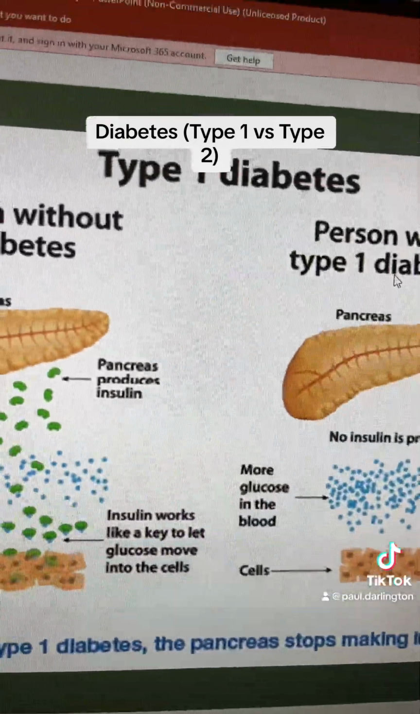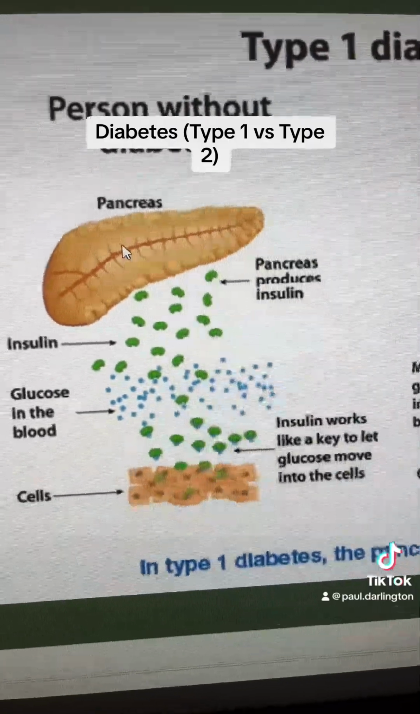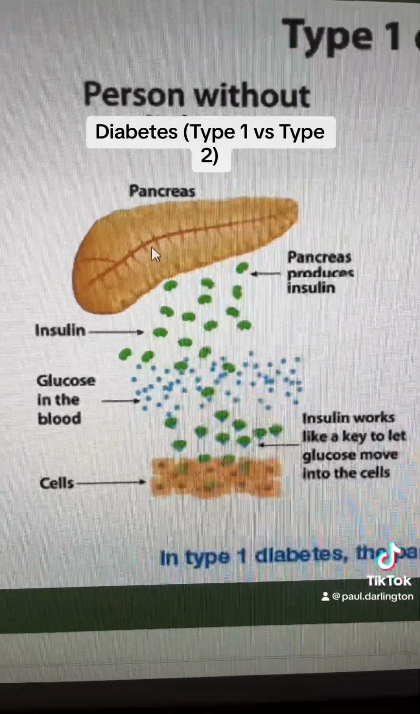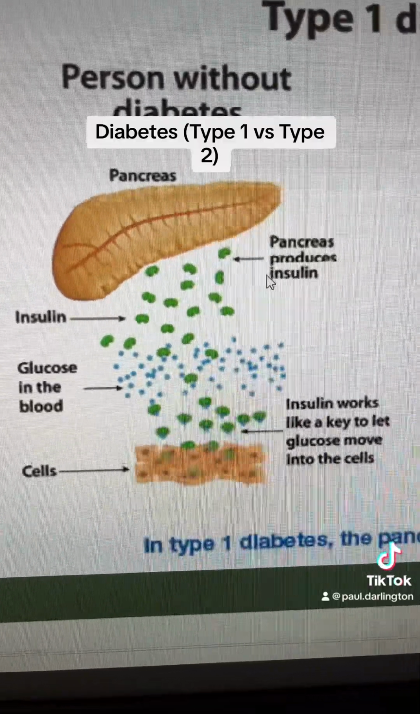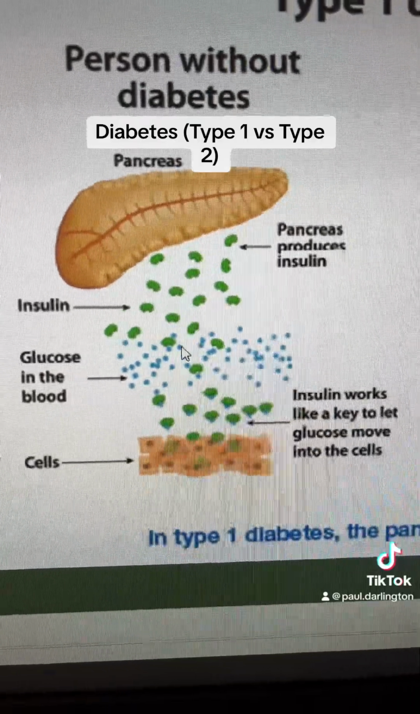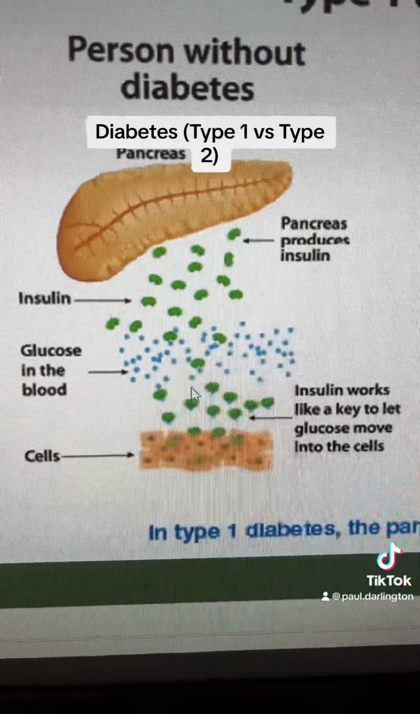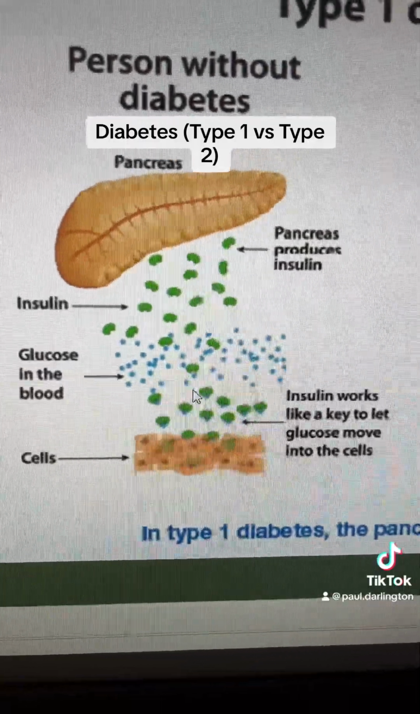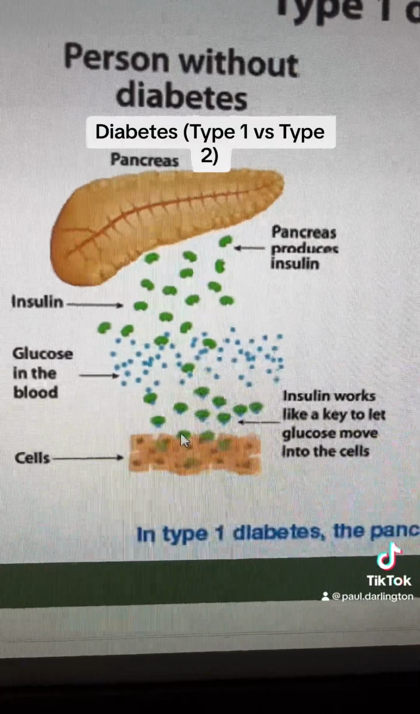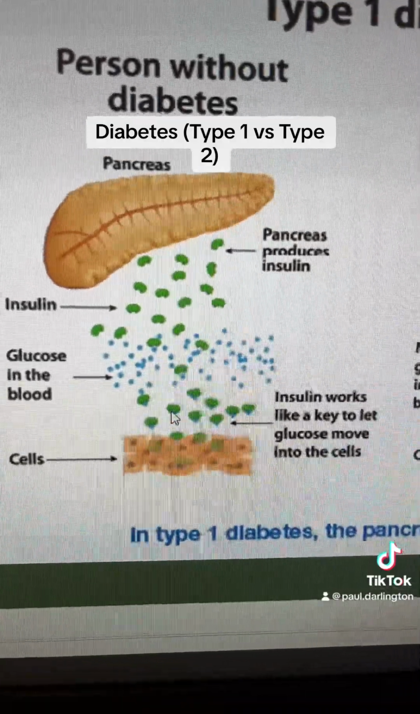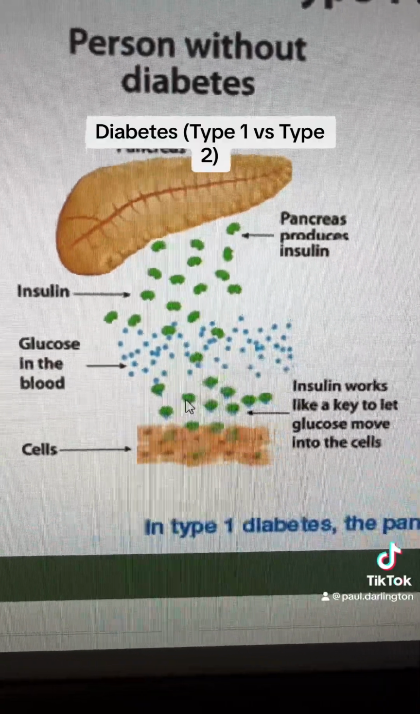All right. So now let's look at something here. This is a person without diabetes. So in a person without diabetes, what is happening? You can appreciate that the pancreas is working effectively. The beta cells of the pancreas are producing insulin. And then insulin is going straight into the bloodstream. And then insulin will bind to the glucose in the blood. Insulin will act as a key which will control the amount of glucose entering into the cells. Okay? This is a person who does not have diabetes. The person whose blood, everything is working perfectly.